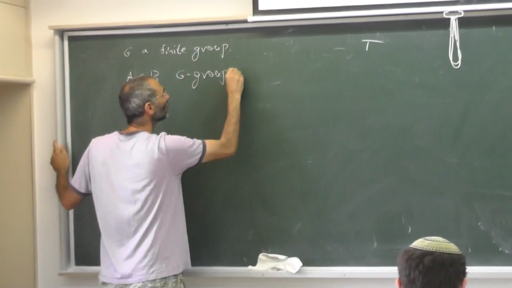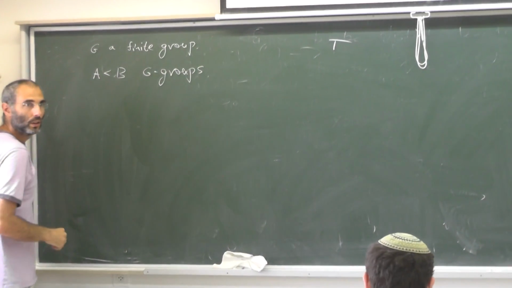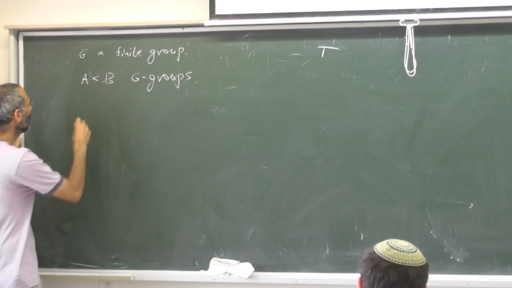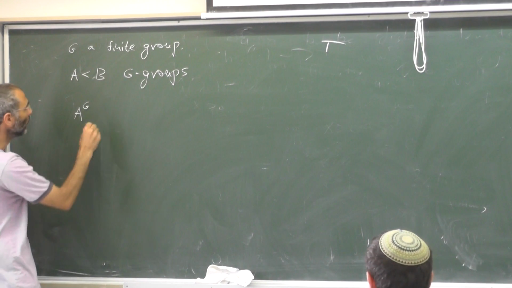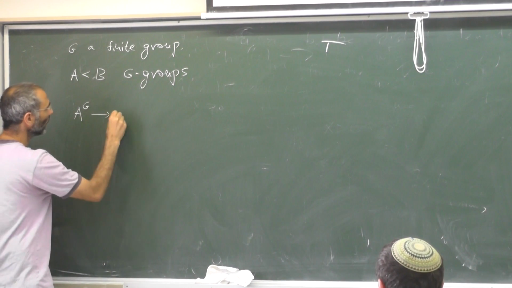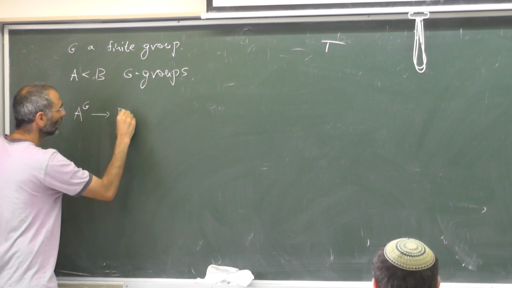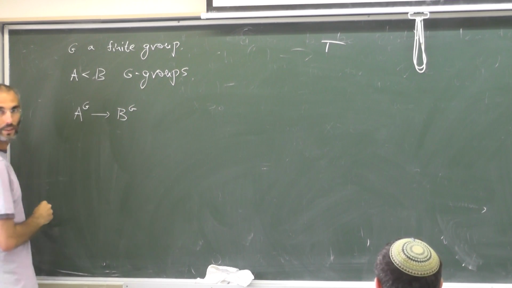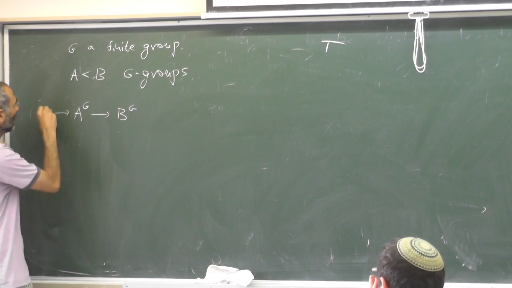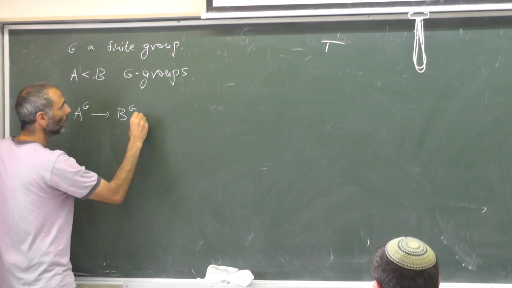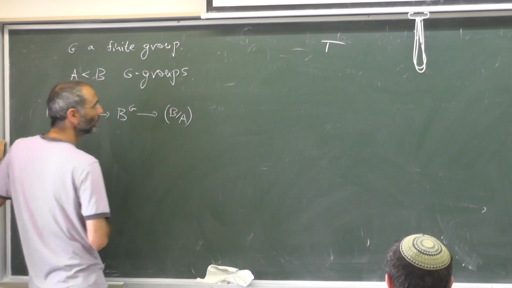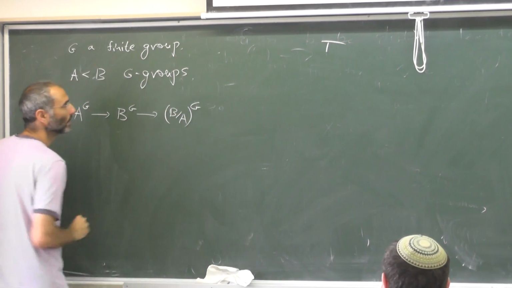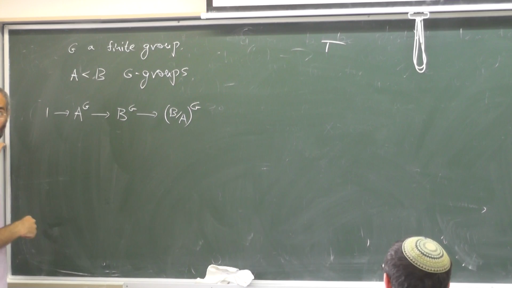Inclusion of G groups. So I'll remind you that we may speak about the G-invariants in A. It's a subgroup, and it's actually naturally a subgroup of the invariants in G. And also we have the G action on the coset space, and we have some G-invariant coset.